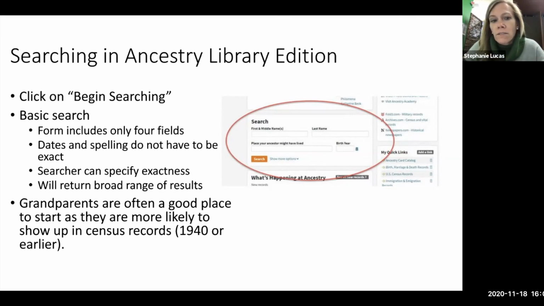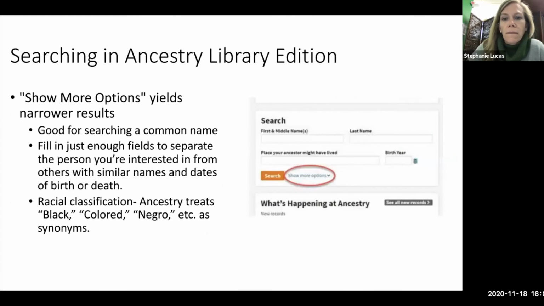And the Carolina Room does recommend that you start with grandparents. They're a good place to start because generally you can at least find census records with grandparents on them. Okay. There's also a tab, and we're going to go into that too in just a couple of minutes, show more options. And this field is going to allow you to narrow your searching. A lot of times if you're looking specifically for military records, marriage certificates, something like that, you're going to use that show more options tab to narrow your search.